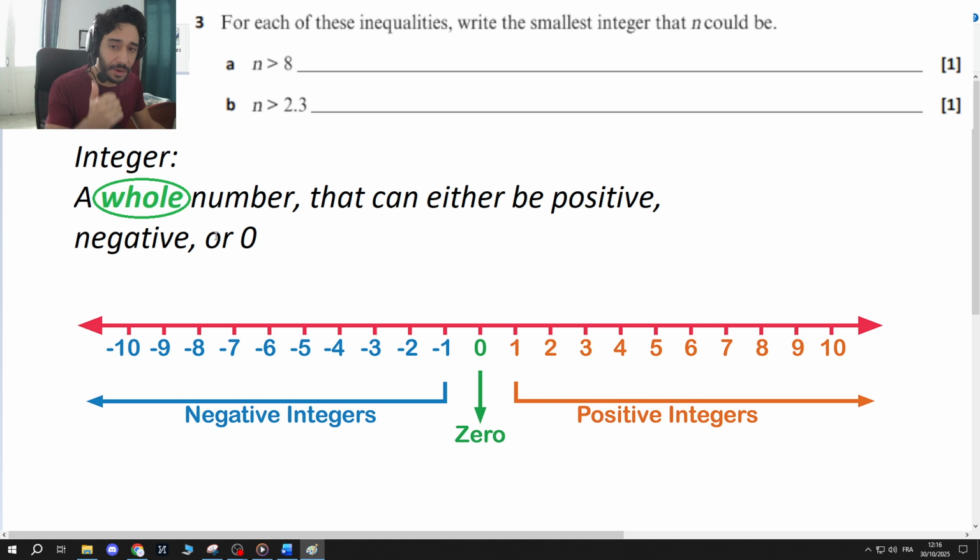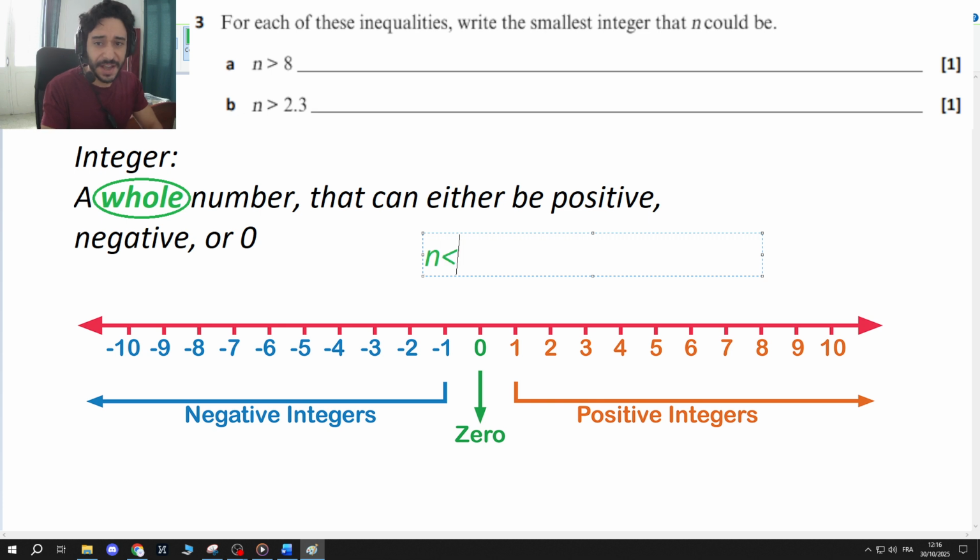So what do I have? Positive whole numbers, negative whole numbers, or the number 0. It is neither positive nor negative, as we agreed in class, right? So let's look at the first inequality. The first inequality says this: n is larger, and this is the symbol for larger, n is larger than 8. What does that mean? That means that n is anything that is above 8.